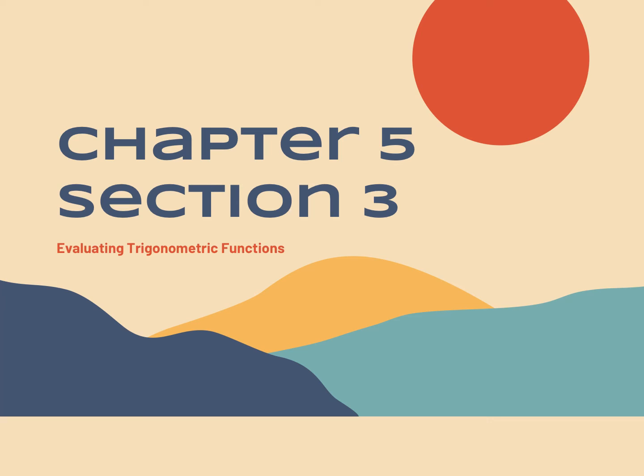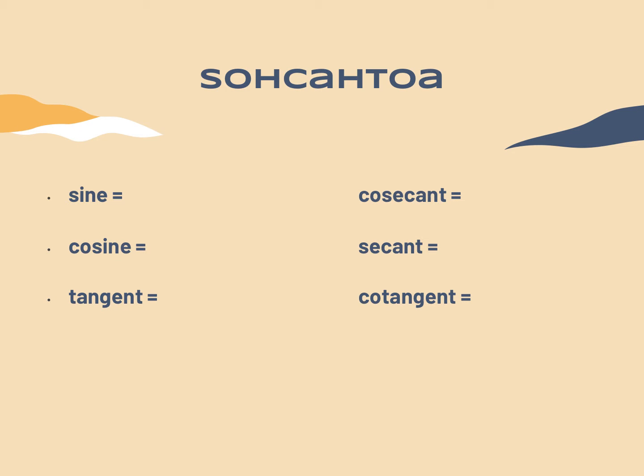So today we're going to start Chapter 5, Section 3. Today we're going to learn how to evaluate trigonometric functions, and we're going to review our geometry skills. So again, an acronym that you may have learned last year in geometry is called SOHCAHTOA.